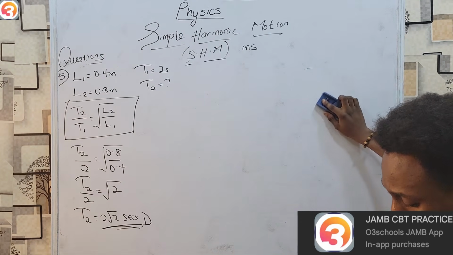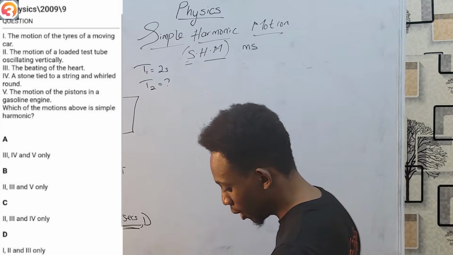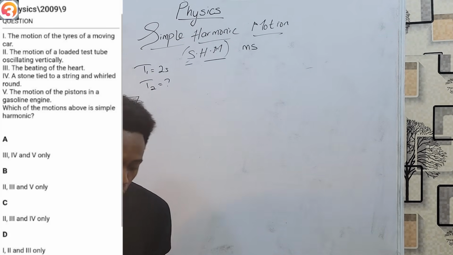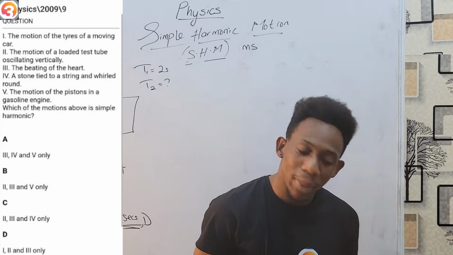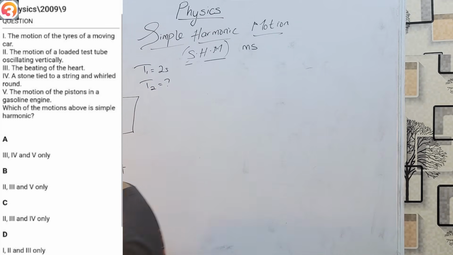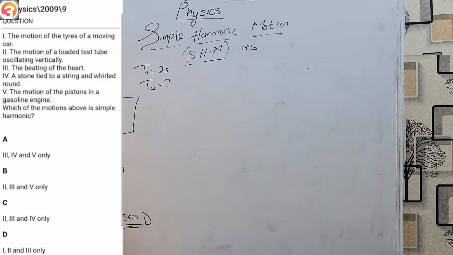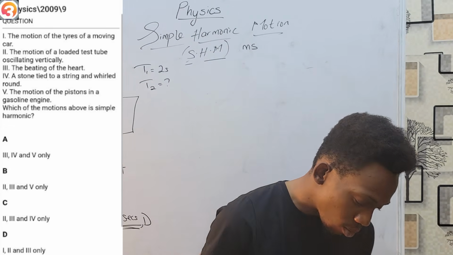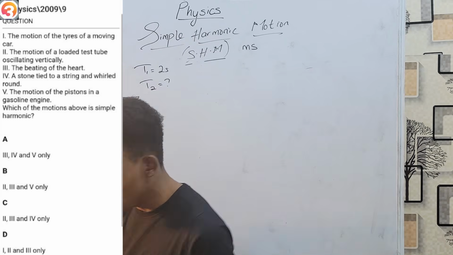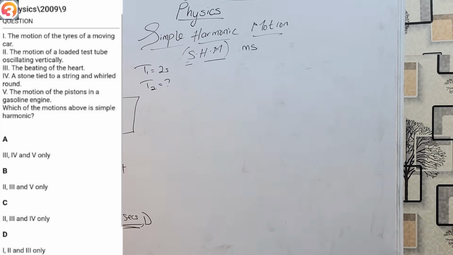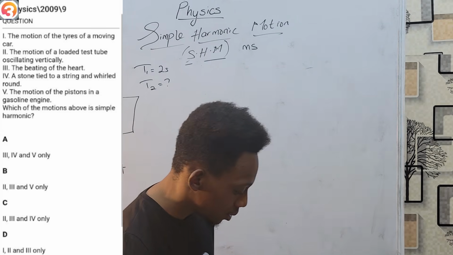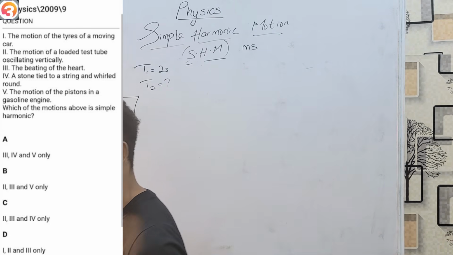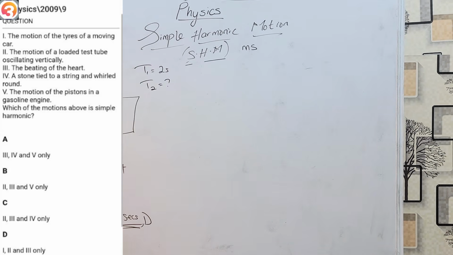Okay, our next question is from the year 2009, question number 9. And for this case, there is no solving, it's just the theoretical type. We are given several examples: number 1, the motion of the tires of a moving car. Number 2, the motion of a loaded test tube oscillating vertically. Number 3, beating of the heart. Number 4, a stone tied to a string and whirled round. And number 5, the motion of the pistons in a gasoline engine. Which of the above is simple harmonic?